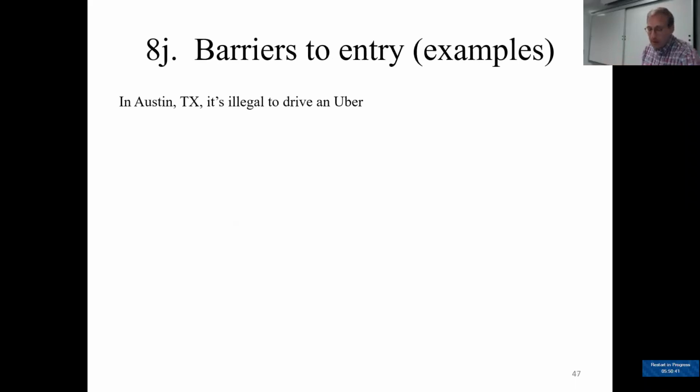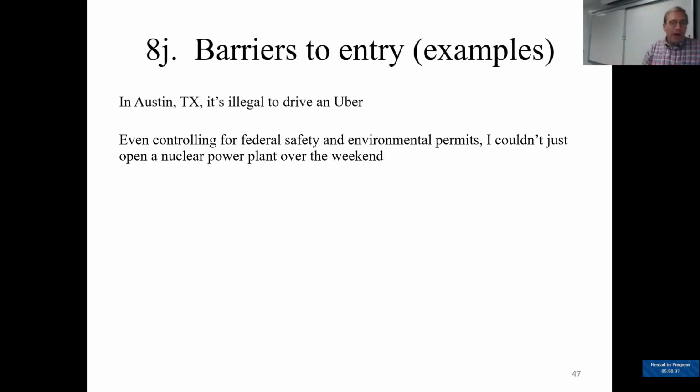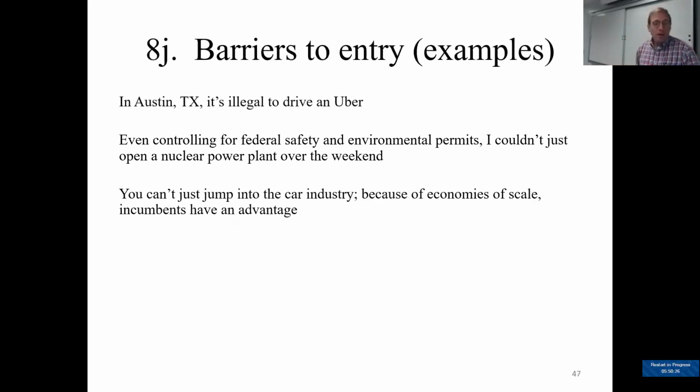And here are some examples. I think I mentioned already, in Austin, it's illegal to drive an Uber. Even controlling for federal safety and environmental permits, you can't just open a nuclear power plant overnight. That's a technological barrier to entry. You're welcome to jump into the car industry, although the other companies might try to shut you down if you get too powerful, but incumbents have an advantage. It's really hard to compete in the car industry at a small scale, which means you have to build your way up to a large scale.